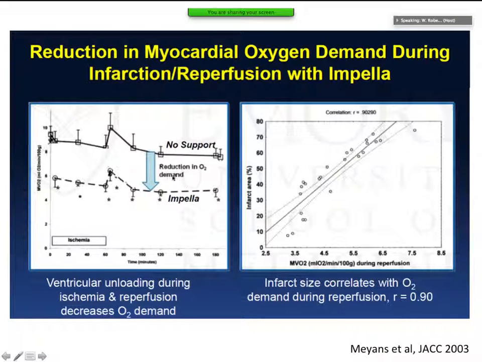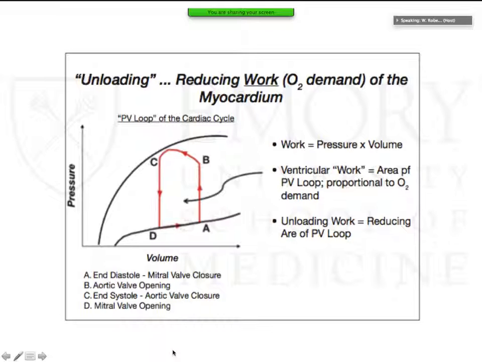The important thing about the Impella is that in the setting of myocardial infarction, with no support versus the use of Impella, the oxygen demand actually decreases. This is absolutely important because the infarct size correlates with oxygen demand during reperfusion. The less the oxygen demand, the less the infarct size. The more the oxygen demand, the more the infarct size, and therefore the Impella, by inference, does help you in reduction of oxygen demand.